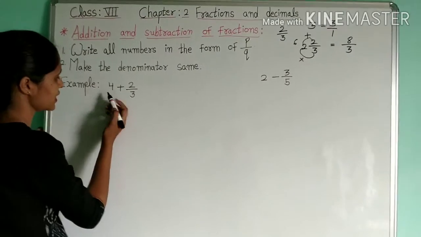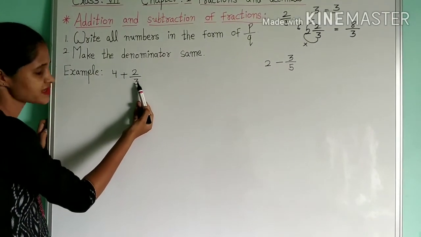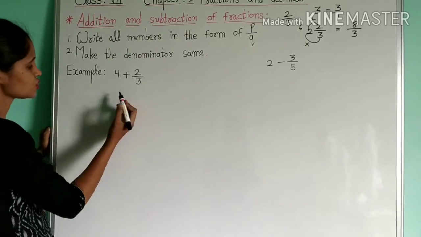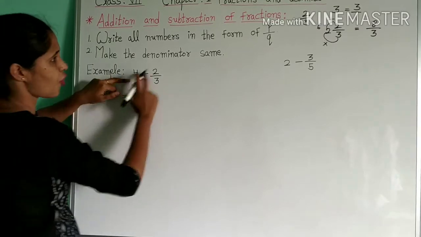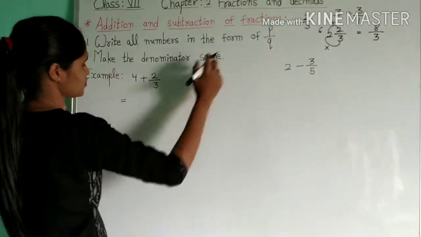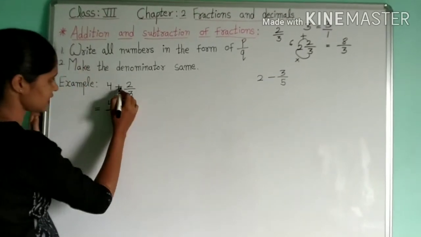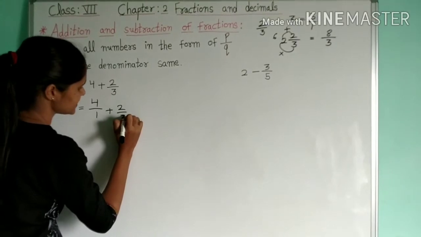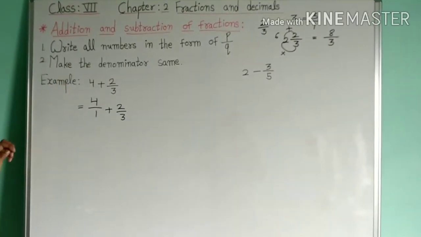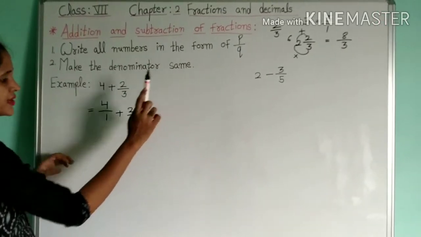Okay. So see, here 4 is a whole number plus 2 by 3. This is a fraction. So first we convert this 4 into the form of P by Q. How do we write this? We write it as 4 by 1. Then the plus sign as it is, and 2 by 3 as it is. Now see, this condition is satisfied. Now make the denominator same.